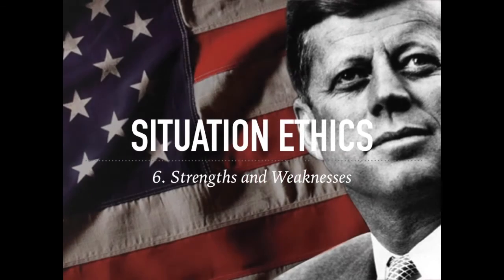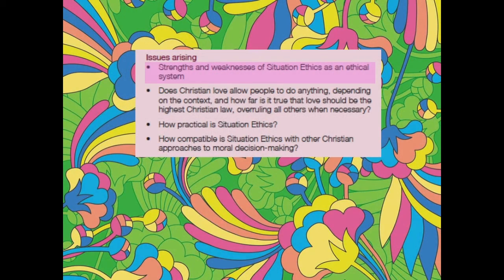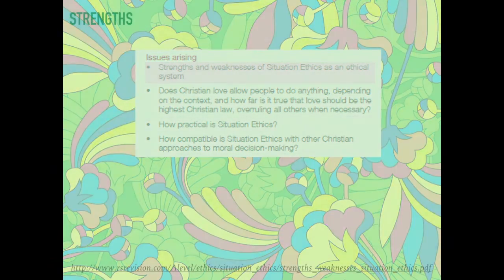Welcome to Lesson 6, and this is where we're going to evaluate the theory properly and look at its strengths and weaknesses. Now, for this video, I'm going to use the strengths and weaknesses from the rsrevision.com website. It's absolutely fantastic. There is a lovely sheet that you should print out, wonderful notes for you to use as revision, and I've borrowed them extensively here. So I'm going to go over the strengths and the weaknesses separately and talk about them one by one.